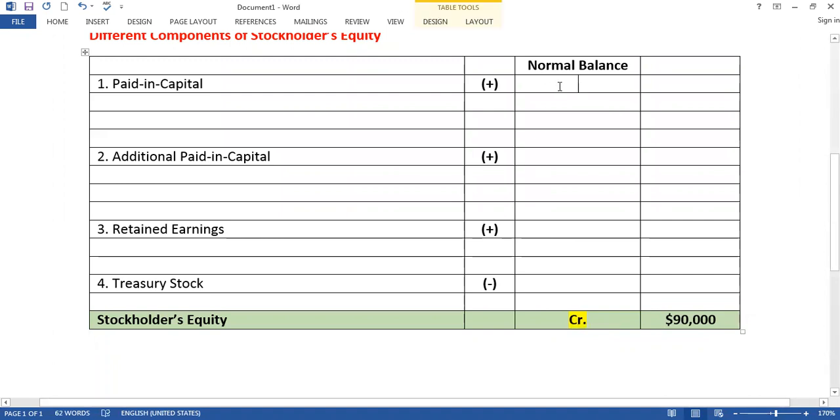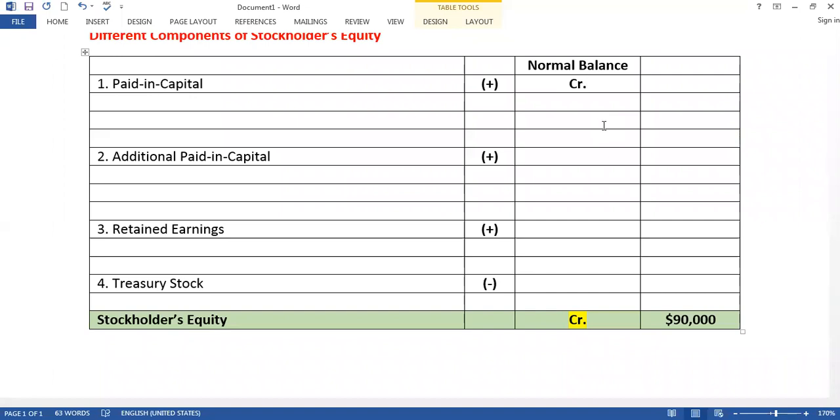me what should be the normal balance of paid in capital based on this relationship? Because this is a stockholders' equity, right? A stockholders' equity normal balance is credit, right? And how this amount came: paid in capital plus additional paid in capital plus retained earnings plus treasury stock minus. So if this is the case, what should be the normal balance of paid in capital? Is it debit or credit? Debit? Anyone? Credit, yes. Thank you very much.